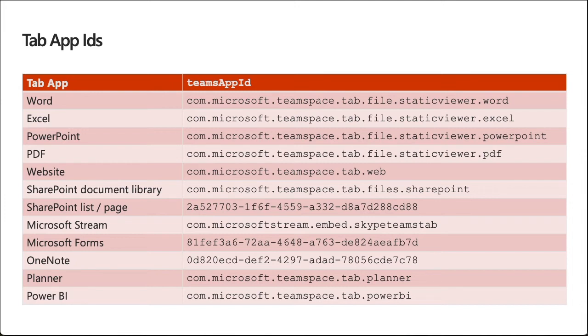Microsoft Forms and OneNote, again, we're switching back to the GUID style. There's no real reason why some are GUIDs and why some are strings. It just depends on what the different team had chosen. And then Planner and Power BI are the last two that we have that are out of the box.